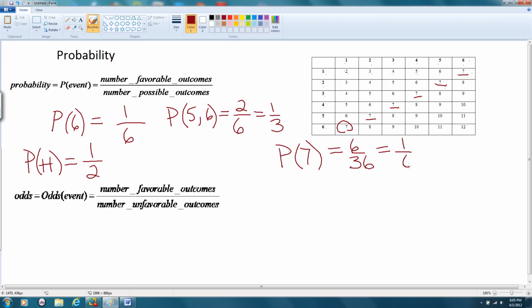And so the probability of getting a 7 is 1 out of 6. The probability of, let's say, a 3 is much less, because here's my only 2 combinations of 3. So my probability of getting a 3 is 2 out of 36, or 1 out of 18.